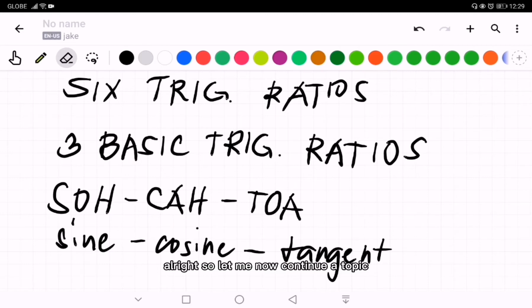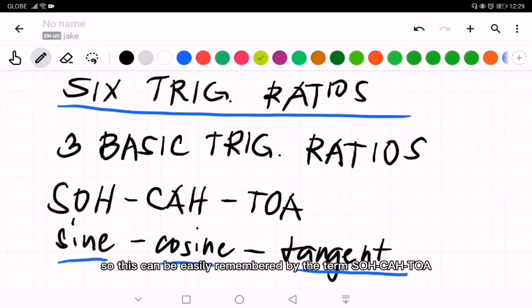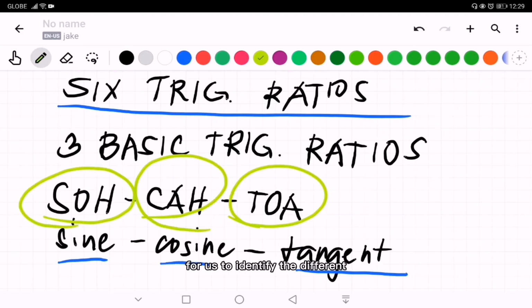Now continue a topic about the six trigonometric ratios. So last time we have discussed about the three basic trigonometric ratios, which are the sine, cosine, and tangent. So this can be easily remembered by the term SOHCAHTOA for us to identify the different three basic trigonometric ratios.